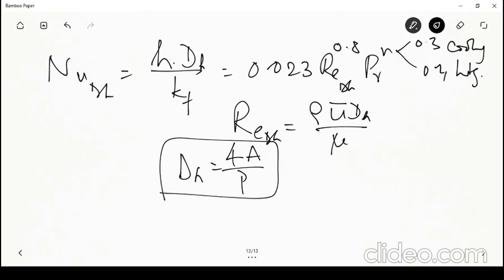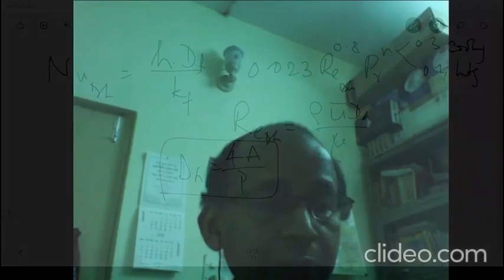And as we mentioned, in all of these cases, the developing region would have a higher pressure drop and a higher heat transfer coefficient as compared to the fully developed region. Okay, so that brings us to the close of today's lecture.